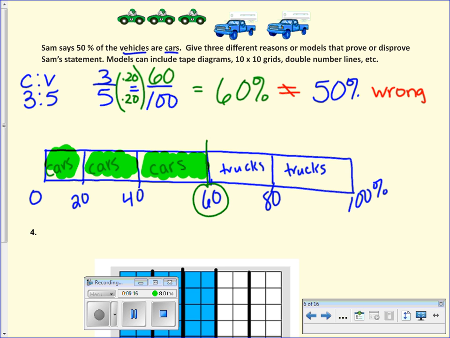Because there were 5 sections, there were 5 vehicles. So far so good? My whole equals 100%. So I have to take 100% and divide it evenly into 5 sections. So 100 divided by 5 is 20. So I knew I had to count by 20. So remember, we want even intervals. 20, 40, 60, 80, 100.